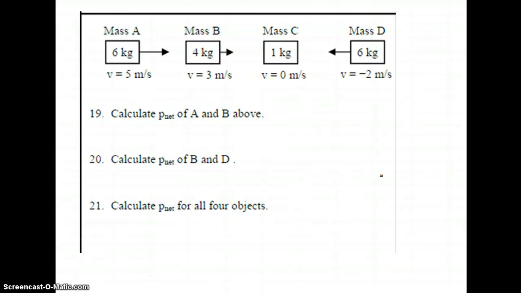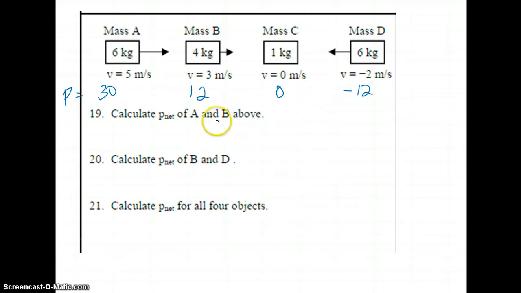So let's work an example one like that. Going back a little bit, calculate the P net of A and B above. So in order to do that, let's go ahead and calculate our individual momentums first. And so 6 times 5 is 30. I'm going to leave off the labels right now just for simplicity. 4 times 3 is 12. 1 times 0 is 0. And 6 times negative 2 is negative 12. So these are the momentums for all the boxes above, of course minus the labels.